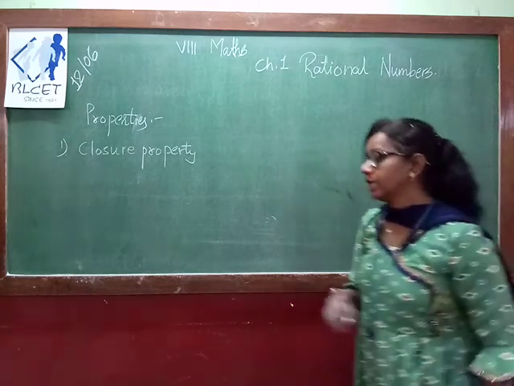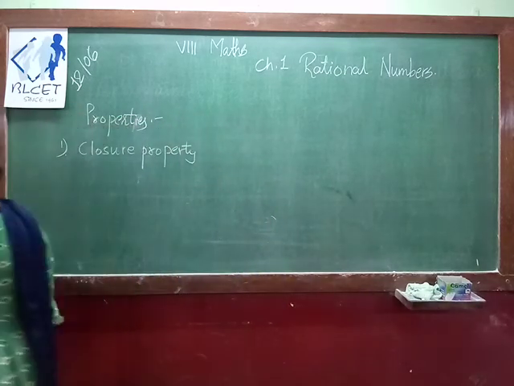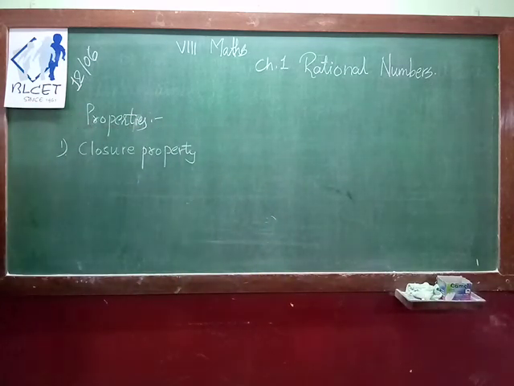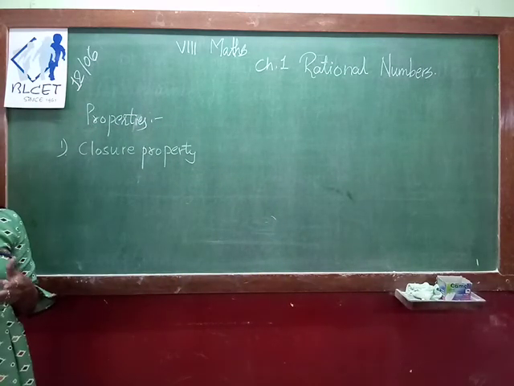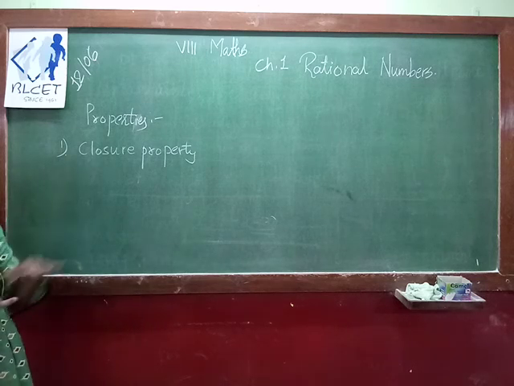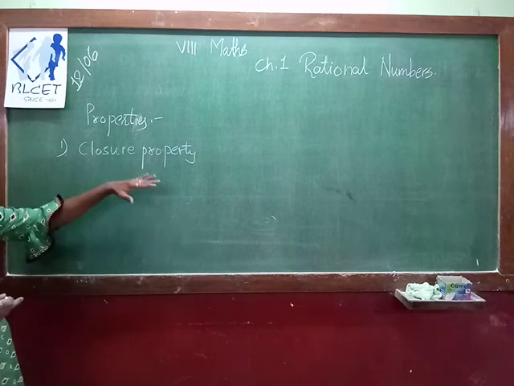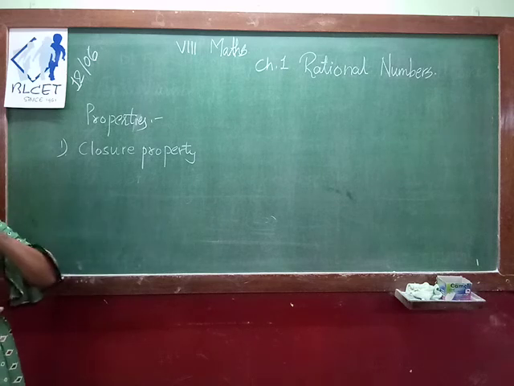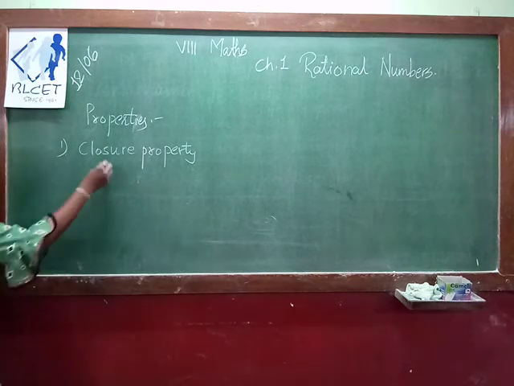So first of all we discuss closure property. We discuss this for addition, subtraction, multiplication and division. We cover all four operations under closure property, whether it holds true or not for rational numbers, that we will discuss. So closure property means what?